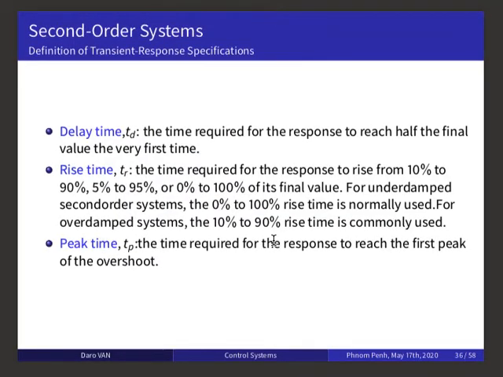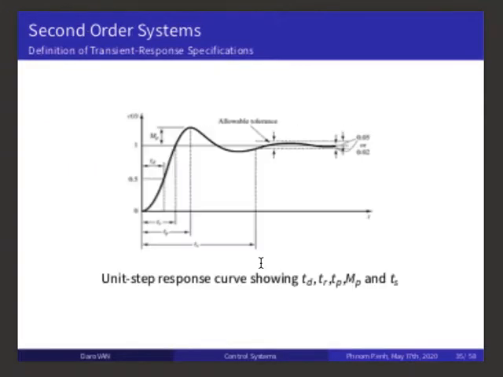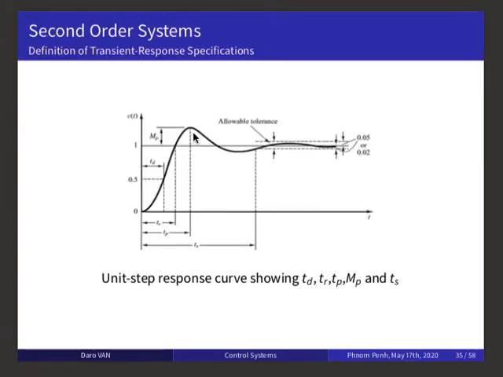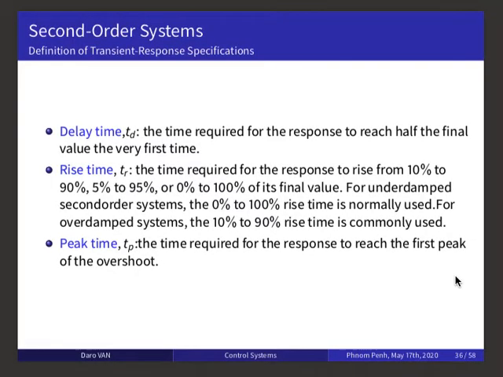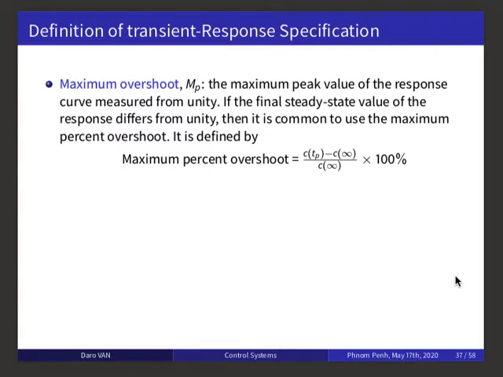And the peak time is the time required for the response to reach the first peak of the overshoot. This one, okay? The first peak of the overshoot. And the maximum overshoot, MP, is the maximum peak value of the response curve measured from unity. If the final steady state value of the response differs from unity, I mean it's not 1, then it is common to use the maximum percent overshoot. It's defined as this one: C at the peak time minus C infinity, over C infinity, times 100%.